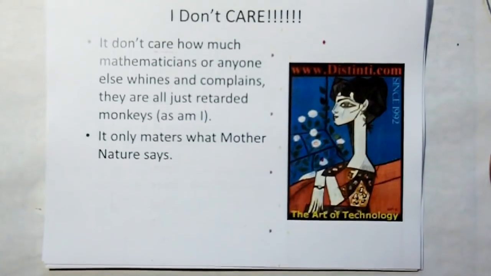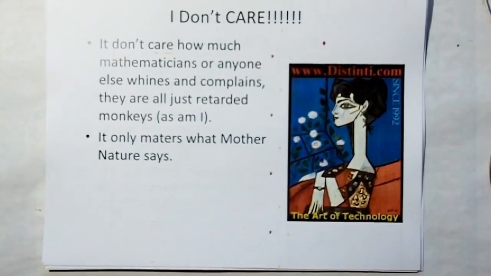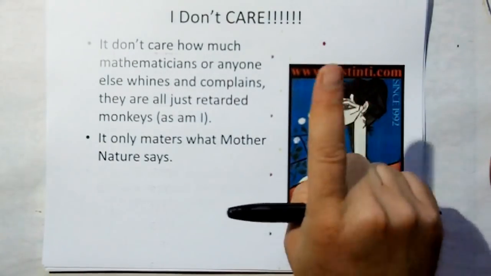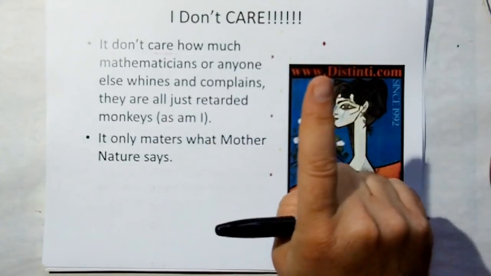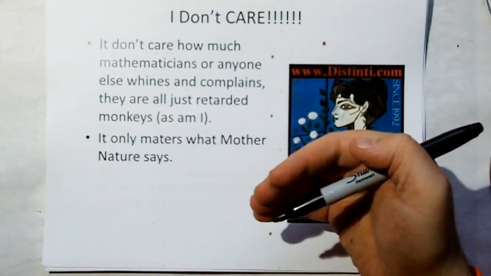Okay, I don't care how much mathematicians or anyone else whines or complains. They're all just retarded monkeys, as I am. Okay, the only thing that matters to me is what Mother Nature says. In other words, the solution that Vortrix algebra gives for the matrix.